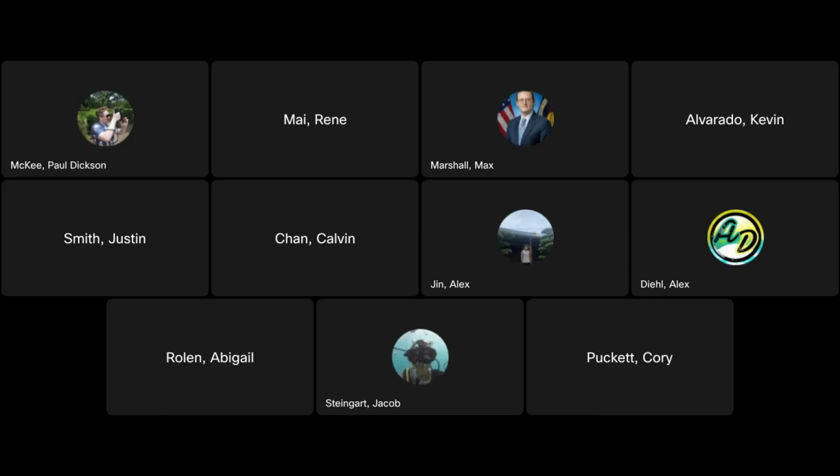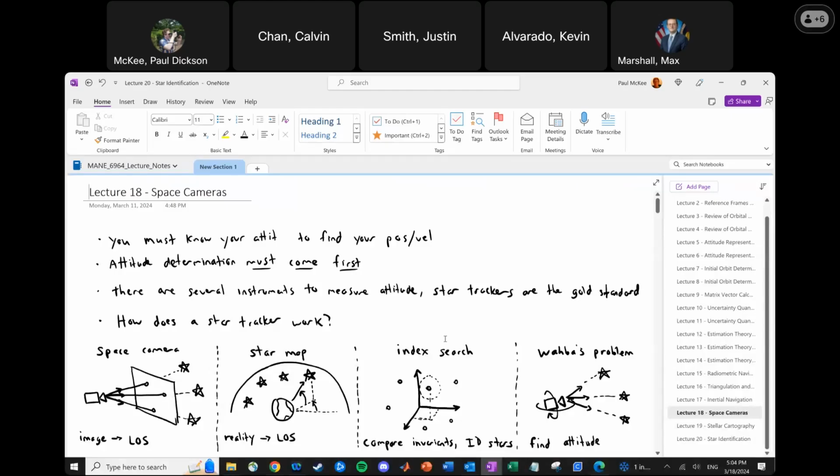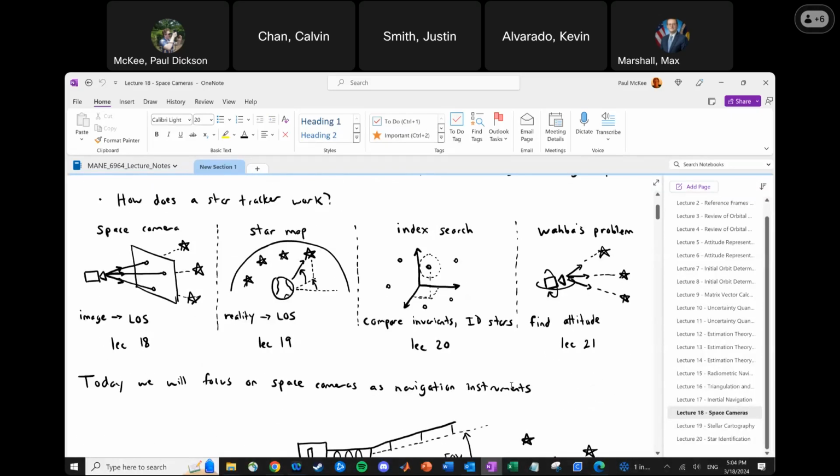So let me go ahead and share my screen, and I'll bring us back to the lecture notes from 2 lectures ago, where we outlined basically the whole unit in 4 pictures, right? There's 4 things that you need to have working in order to have a functioning star tracker. The first is a space camera, and we model the physics behind how light from stars becomes pixels in an image. And if we understand that mathematical model, we can work it backwards and say, oh, these pixels in these images tell me that there are stars in these directions in front of me, which is great.